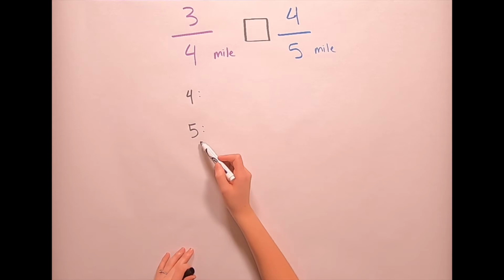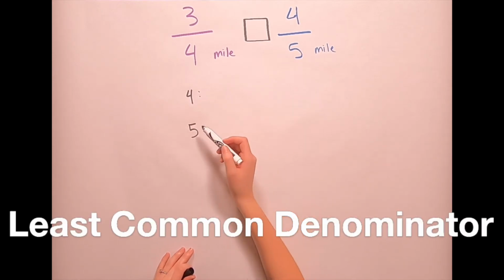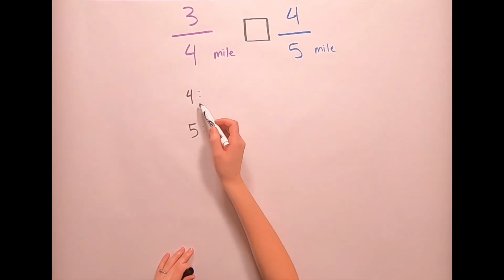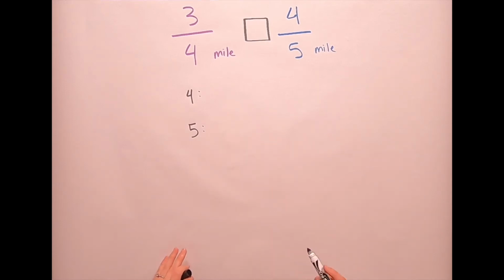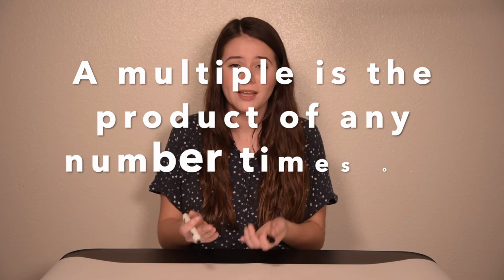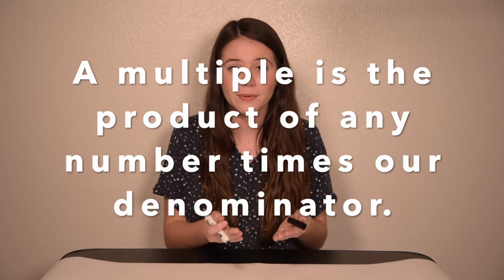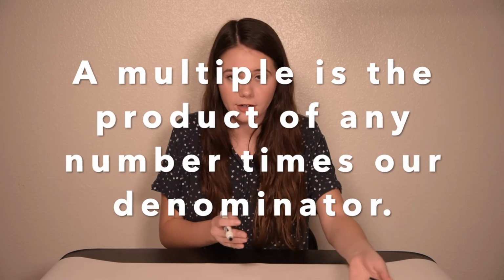And if we want to find the least common denominator, we're going to have to find the multiples of 4 and 5. But maybe you're asking, what's a multiple? Well, the multiple is the product of any number times our denominators. So multiples of 4 would be any number times 4.